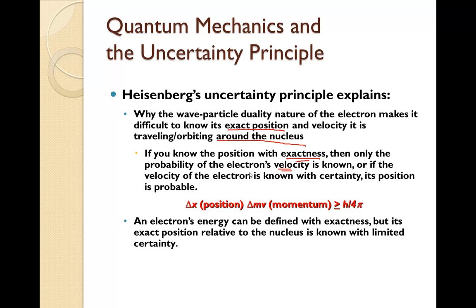So let's rephrase that. If you know the position, the velocity is uncertain. If you know the velocity, the position is uncertain. So you can know how fast it's going, but you can't know where it is. Or you can know where it is, and you can't know how fast it's going. You can only know one of the two. An electron's energy can be defined with exactness, but its exact position relative to the nucleus is known with limited certainty. We can only know the probability.